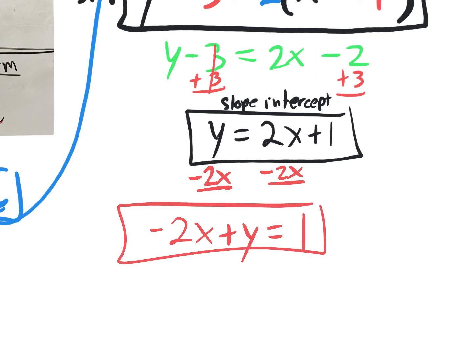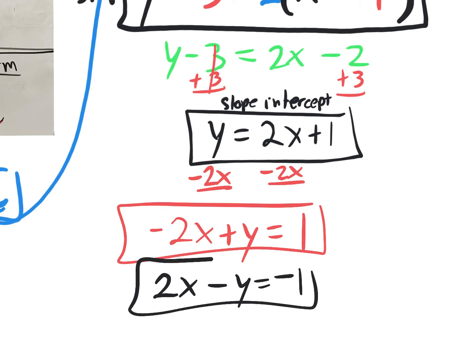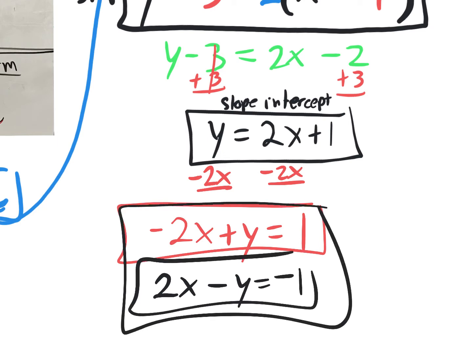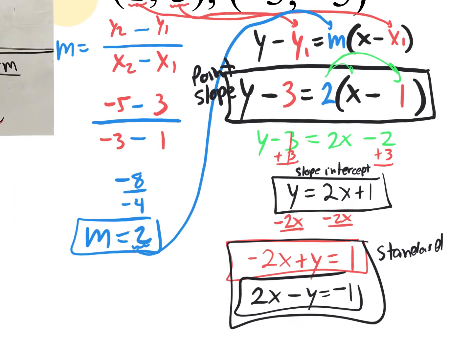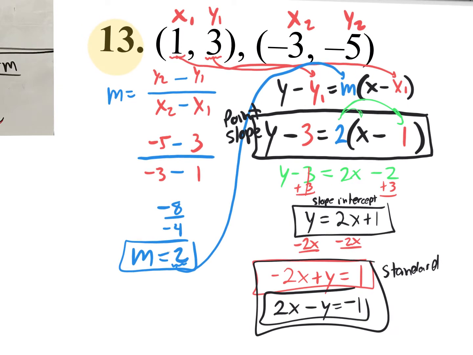Now, an alternative way of writing the standard form would be to change your a value to become positive by multiplying everything by -1. So you may have a positive 2x instead of a -2x, a minus y, and a -1, changing all the signs. But either way, both of these are in standard form.